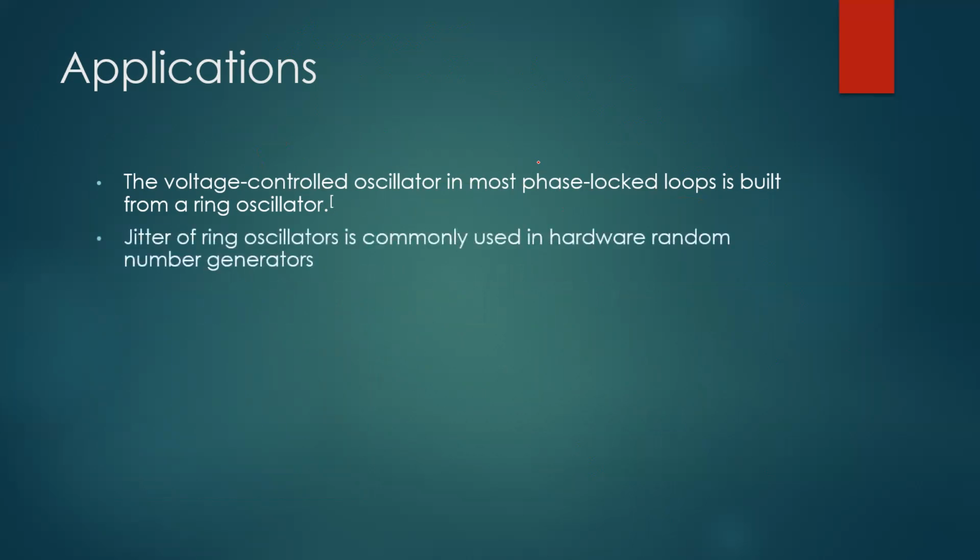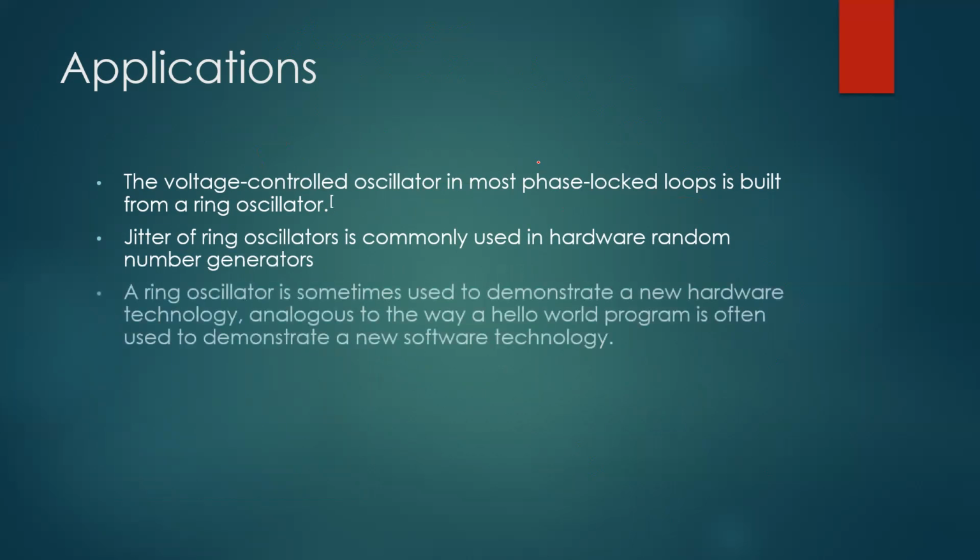Jitter of the ring oscillators is commonly used in hardware random number generators. A ring oscillator is sometimes used to demonstrate a new hardware technology, analogous to the way a Hello World program is often used to demonstrate a new software. That is, a ring oscillator is a basic oscillator used to demonstrate hardware, as we use a Hello World program as a basic program to show software.